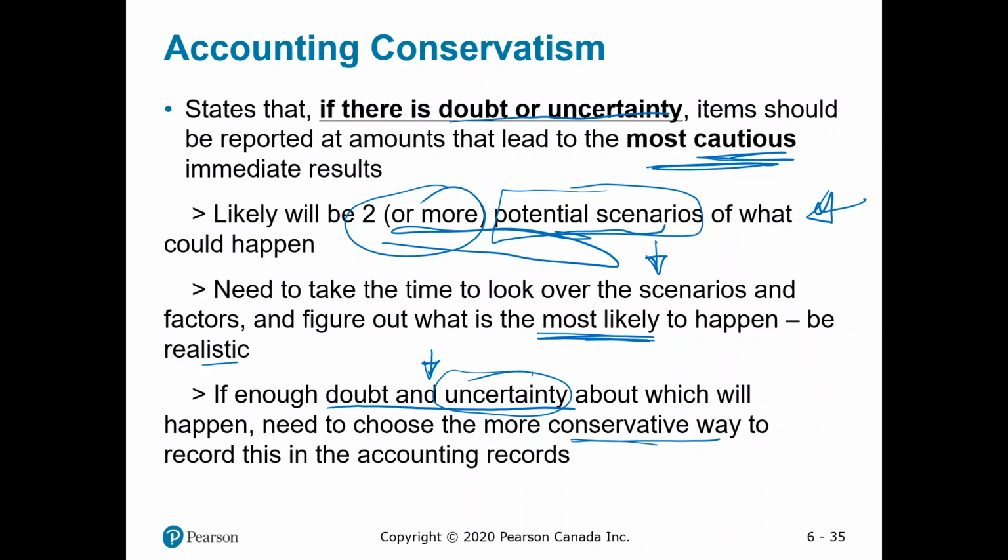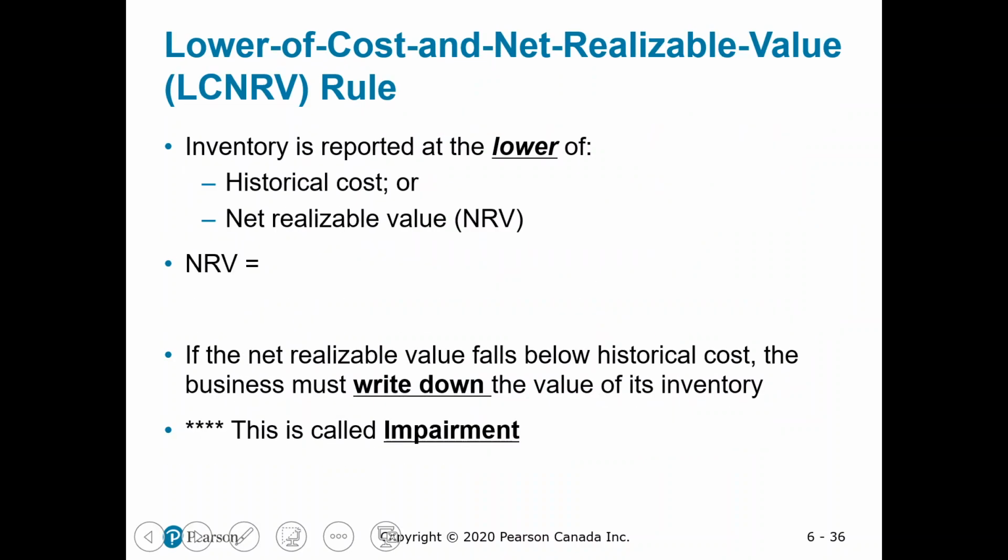So that's in general, and where this comes into play with inventory is looking at the lower of the cost and net realizable value rule. And this rule tells us that inventory needs to be reported at the lower of either the historical cost or the net realizable value. Now the historical cost, that's what you paid for it. So that's what it's actually sitting on the accounting records as. Where you have a purchase of inventory, you debit inventory for that historical cost. So this is typically what's sitting on the books.